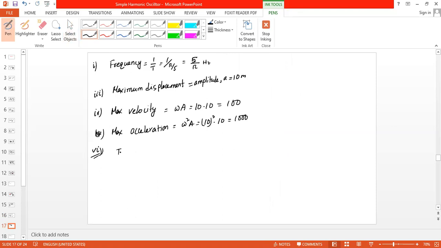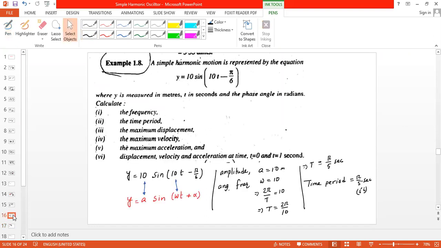So the equation for displacement is y equal to 10 sine (10t minus pi by 6).